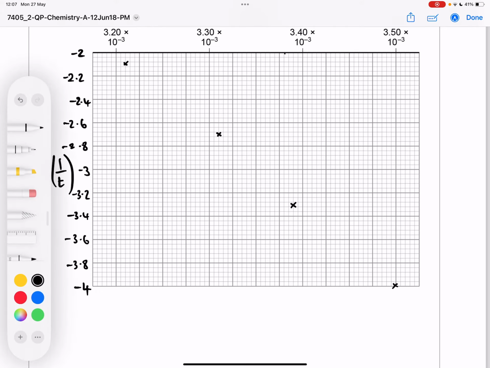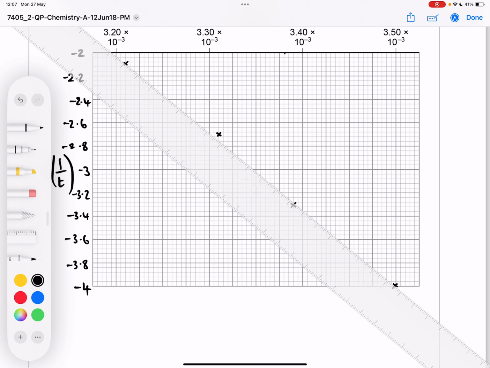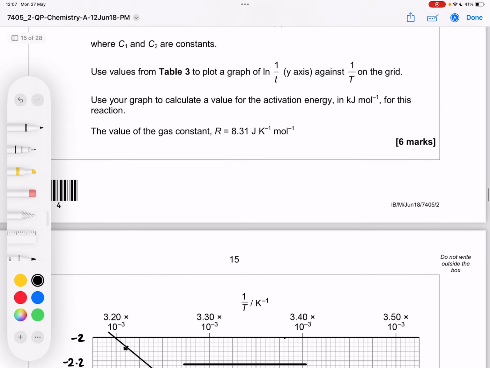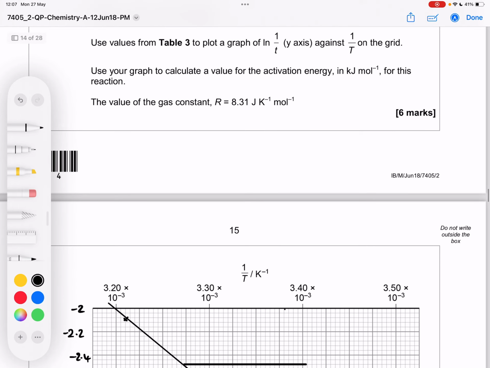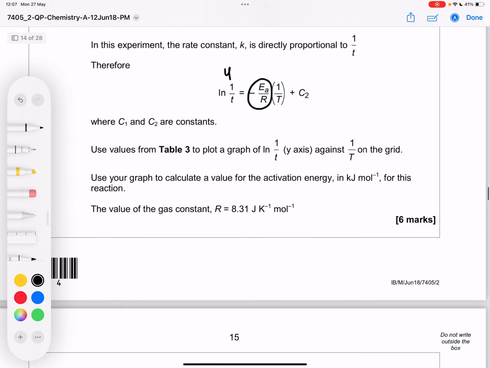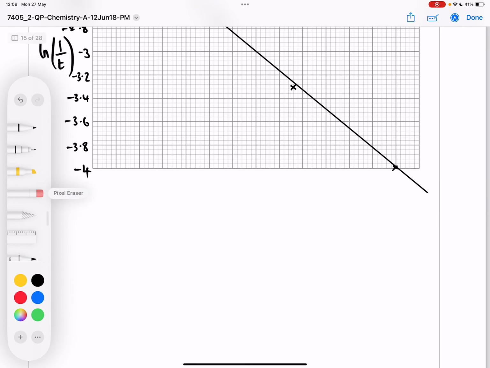Now we need to get out our ruler. We need to draw a line of best fit, trying our best, a bit either side. And the next bit it asks us to do is to use it to calculate the activation energy. If we notice here, this is y equals mx plus c, and our gradient is equal to minus Ea over R. So we need to find that gradient.